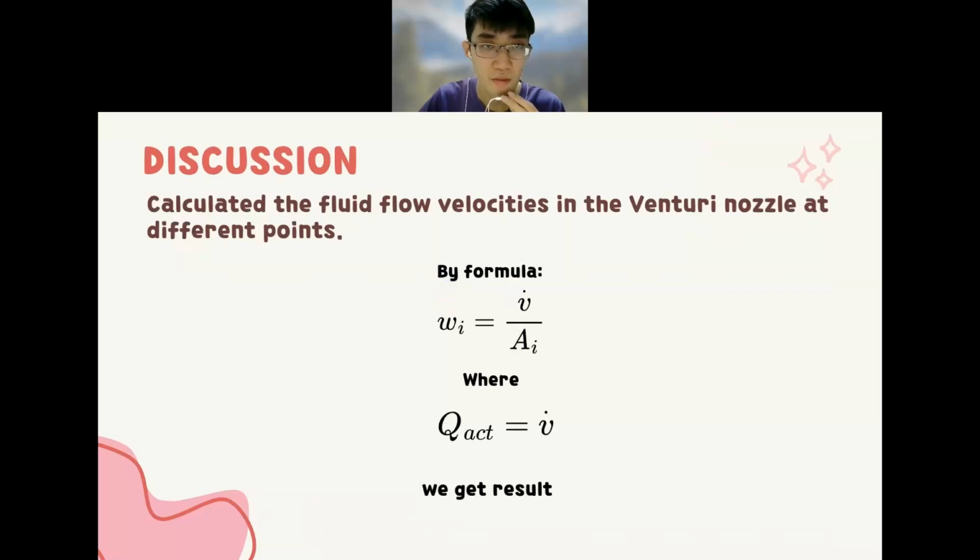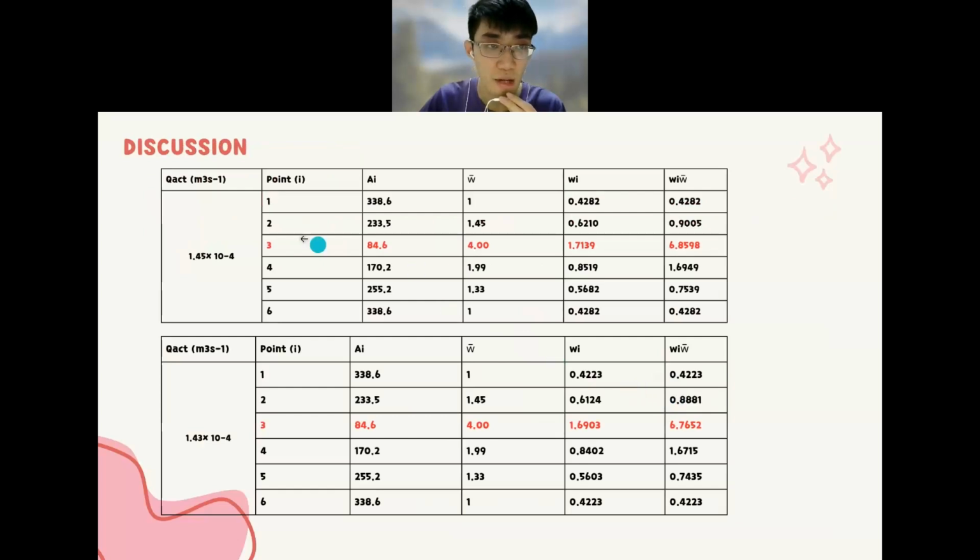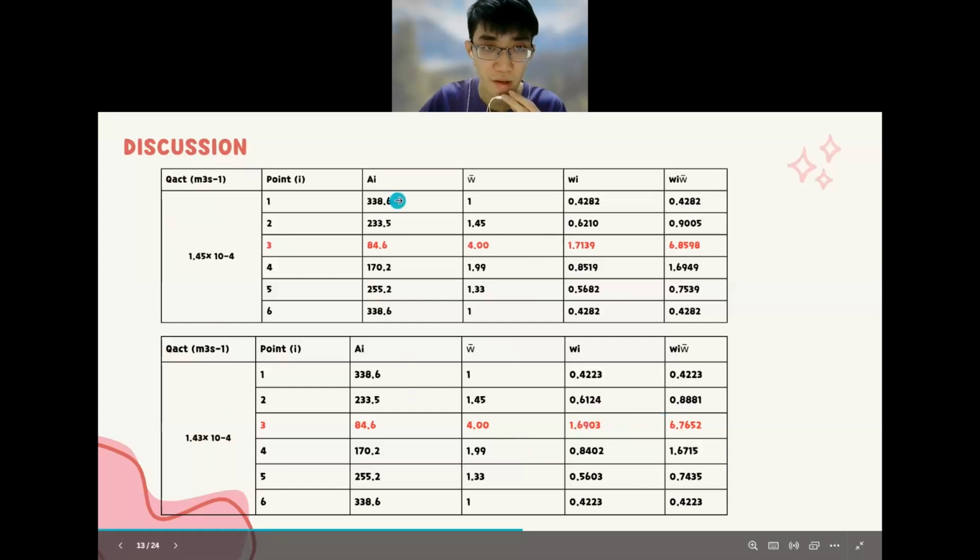So the first discussion we're going to discuss is the fluid flow velocity in the Venturi nozzle at different points. It can be determined by using V0 divided by the cross-sectional area, where V0 is the actual volume flow rate at that point we discussed. So this is our calculated result for different values of the volume flow rate and also different values of the cross-sectional area.